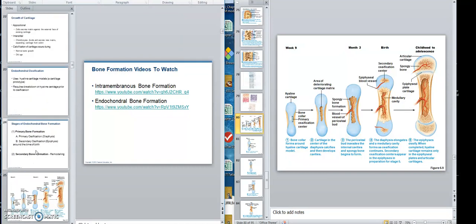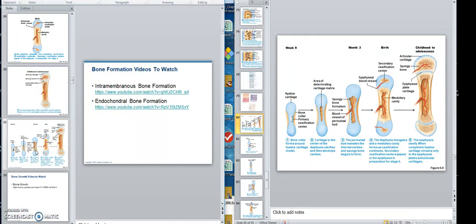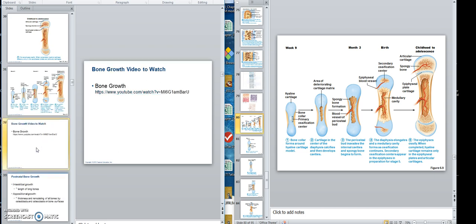We've talked about cartilage a little bit. So where we are now is to talk about bone growth. So we'll end right here. Okay? Thank you.